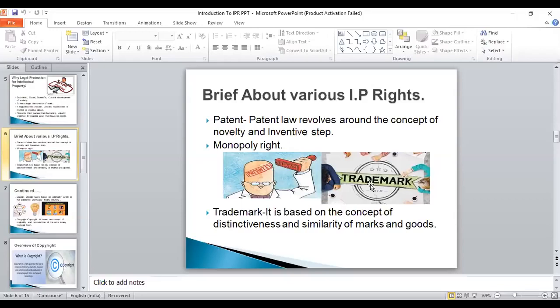Then we have studied trademark. What is a trademark? Trademark is based on the concept of distinctiveness and similarity of marks. A trademark is a sort of logo or symbol that is used to differentiate the goods or services of one from another, right?